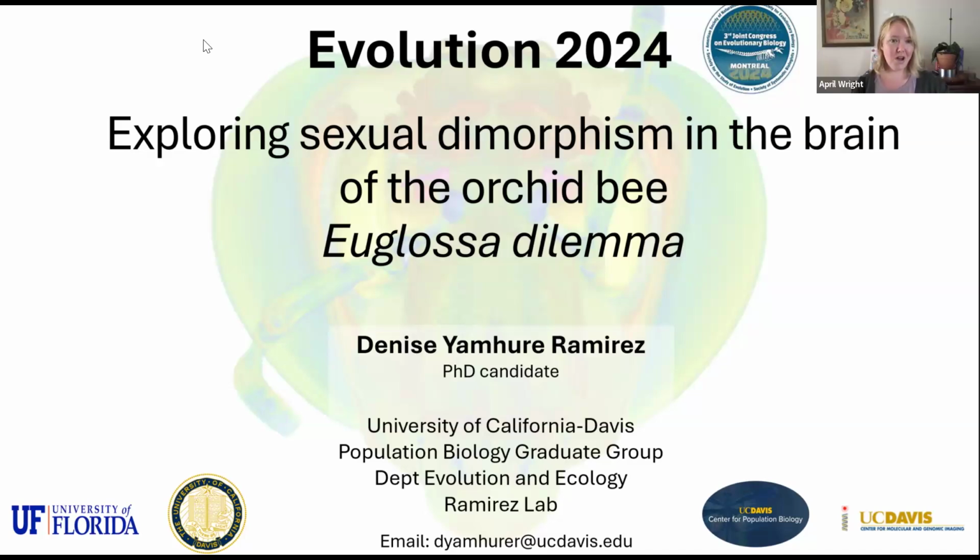All right, and for our second talk in this session, we will be hearing about sexual dimorphism in orchid bees. All right, take it away, Denise. Thank you very much. Hi, everyone. Thank you for joining this session today. I'm very excited to talk about my work exploring sexual dimorphism in an orchid bee, specifically Euglossa dilemma. I'm a current PhD candidate at the University of California, Davis, associated with the Department of Evolution and Ecology.